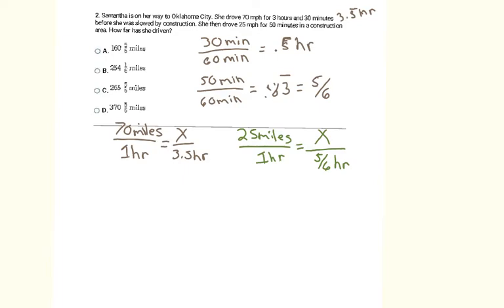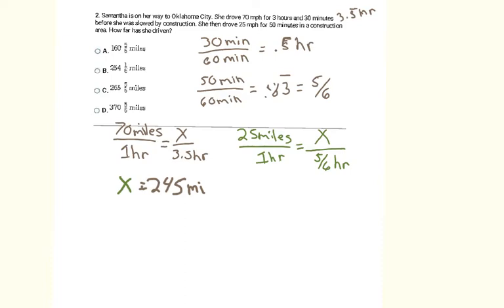So I'm going to go ahead and solve each proportion. Remember, I'm going to cross multiply. Here I'm going to have 1 times x, which is x. And then on the other cross multiplication, 70 times 3.5. 70 times 3.5 is 245. So she goes 245 miles in that first part.